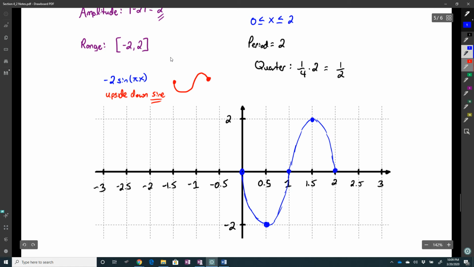And then from there, we just repeat the pattern, going to 3. And then it starts down in the middle. So I go up top, middle, down, middle, up top, middle. And I can repeat my pattern for sine.